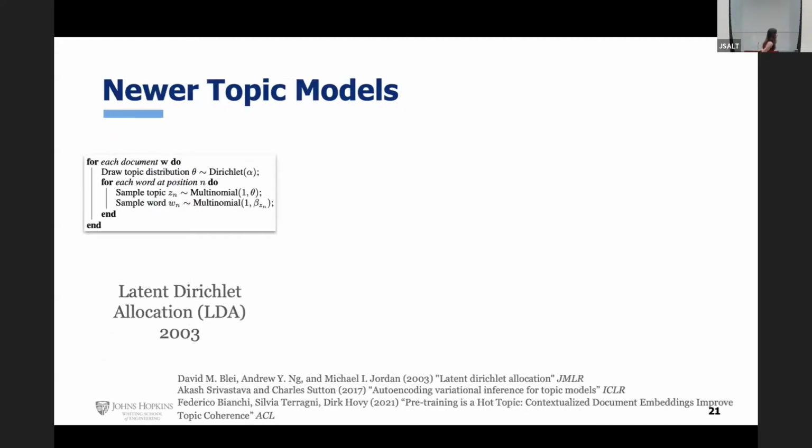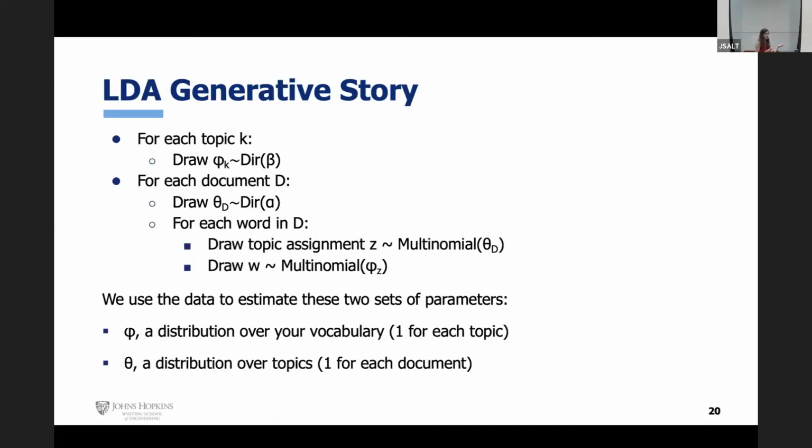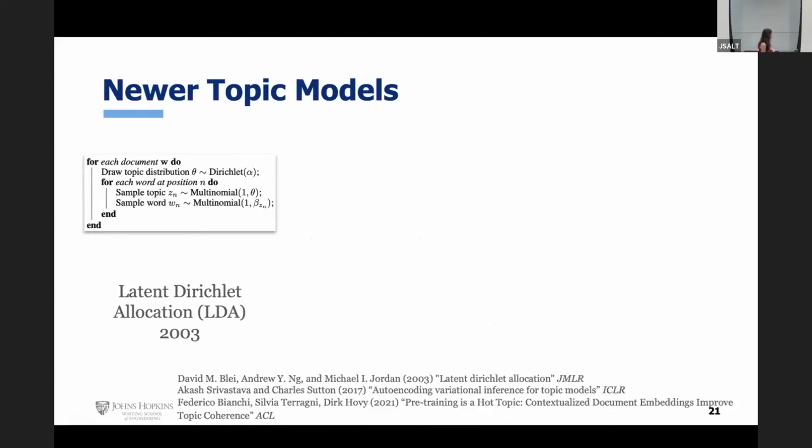So this is the original model. This is LDA that I just described. This came out in 2003. It's still very popular, less popular on the NLP side, still popular on the social science side. Since then, there's been a ton of work building on this initial model. There are a lot of variants that make changes to this generative story, trying to relax some of the assumptions that you have to make here that are simple and not real.